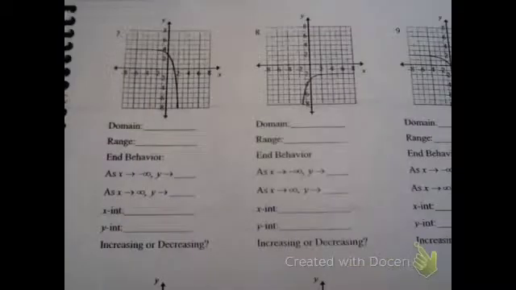And behavior, as x goes left or to negative infinity, y is going to go to infinity because it's going up as you move left. As x goes right, as you move right along your graph, the function value goes to that 3, because it doesn't go below the line there. X-intercept doesn't exist. Y-intercept looks like it's crossing there at (0, 4). And this one is decreasing because it's going down.